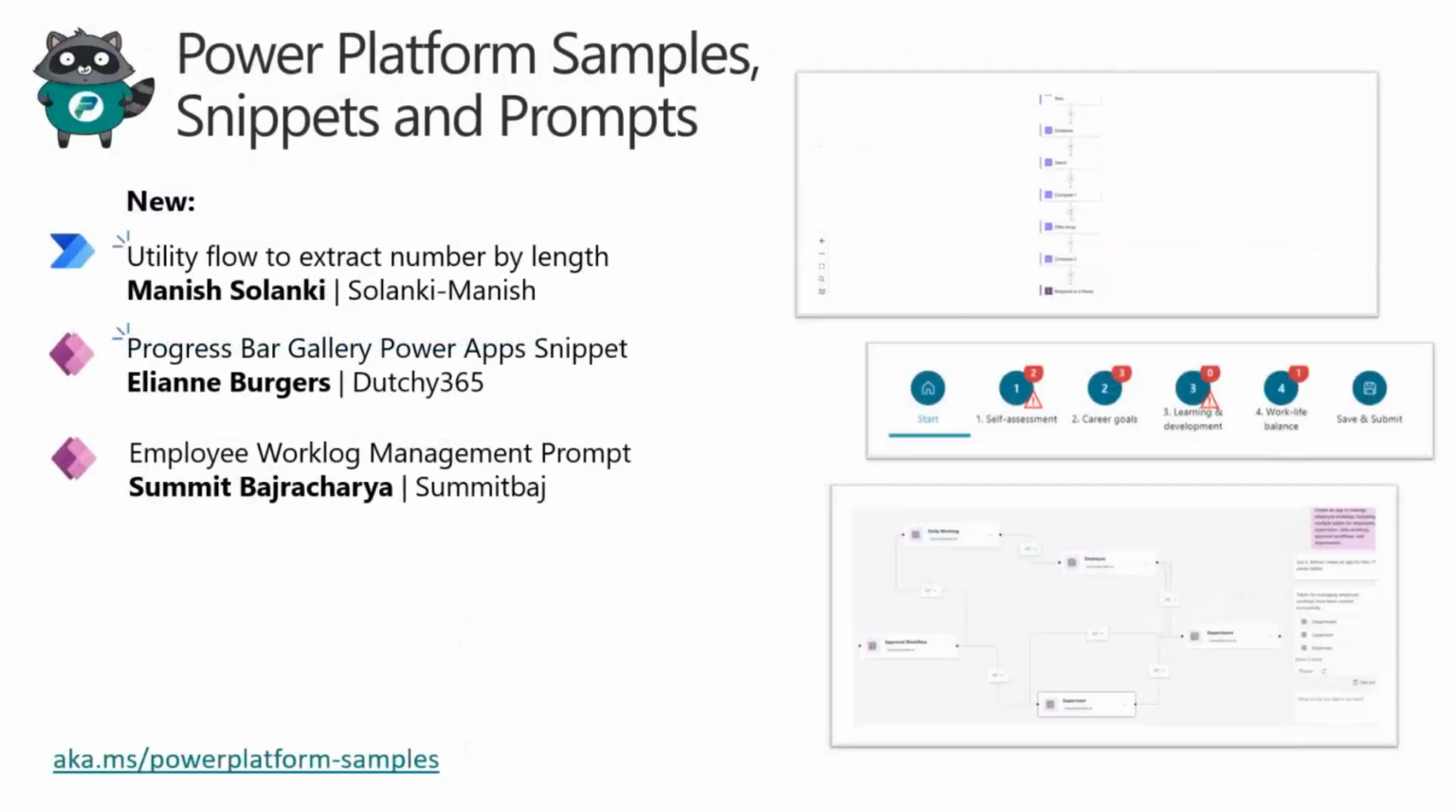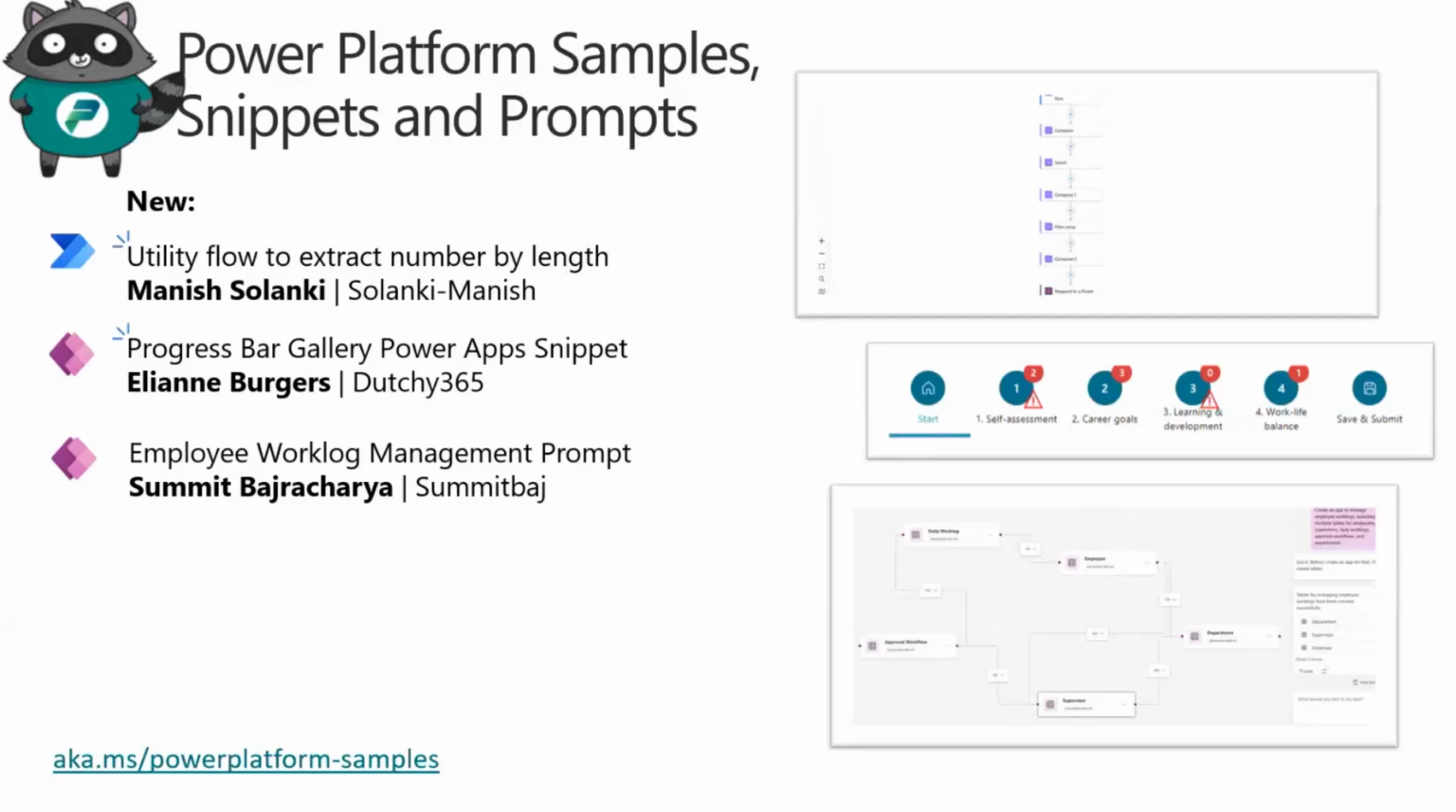All right, next and last but not least is our Power Platform samples, snippets, and prompts. So the first one is from Manish, who's got a demo today: Utility flow to extract number by length for automate. We've got Elaine, a progress bar gallery Power Apps snippet, and Sumit doing employee work log management prompts. So check those out. Very, very cool stuff. Lots of opportunity. Kate's doing a great job. She was just unavailable today. So thank you, Kate, and everyone else for contributing.